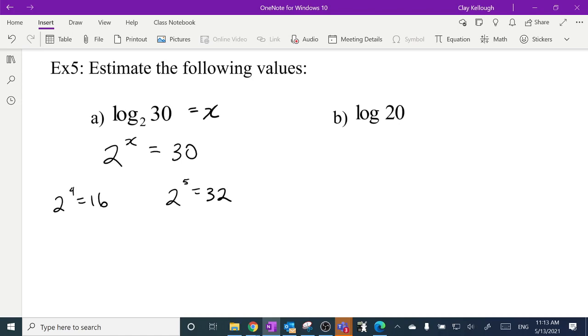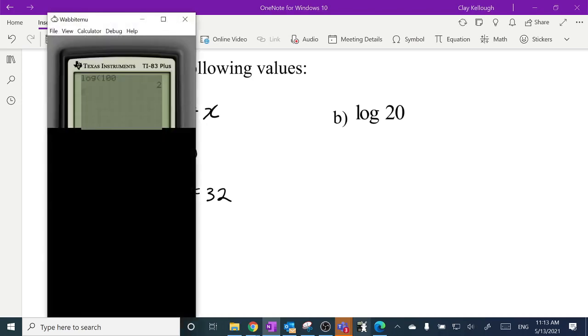So even if this number here had been exactly halfway between 16 and 32, I probably wouldn't have guessed 4.5. I'd have guessed something closer to the 5. And in this case, I think it's going to be very close to the 5. So my estimate, approximately equal, I think it's going to be around 4.9. Let's check and see how close that is.